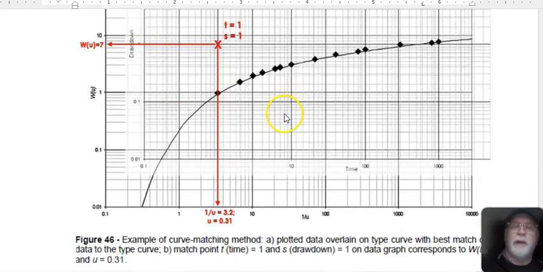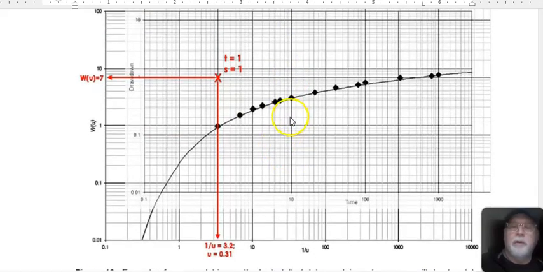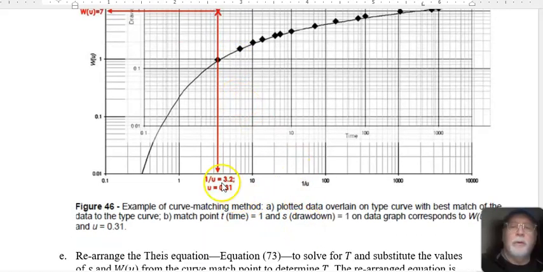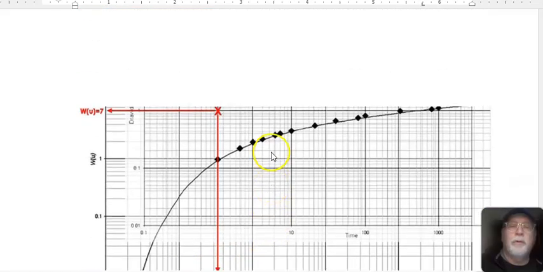So this is a figure from the text, and this is actually also in the numbers. We have you calculate that in the homework, and then I also ask you to try another point on there and see if you get the same answer. So I choose this point here in his example. He has 1 over U equals 3.2 and U equals 0.31. So U is 0.1, 0.2, 0.3. 1 over U is 0.1, 1, 2, 3, 3.2.